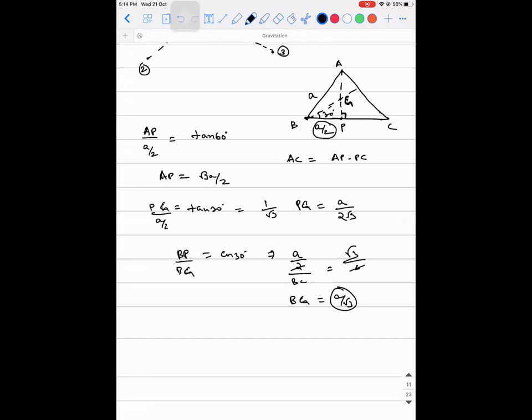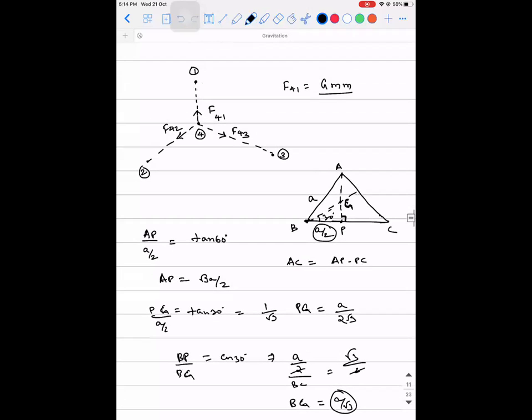So the distance from the vertex to the centroid of the triangle is 1 by root 3 times the side of the triangle. So this side is A by root 3, this side is A by root 3, and this side is A by root 3. Find the force and tell me.